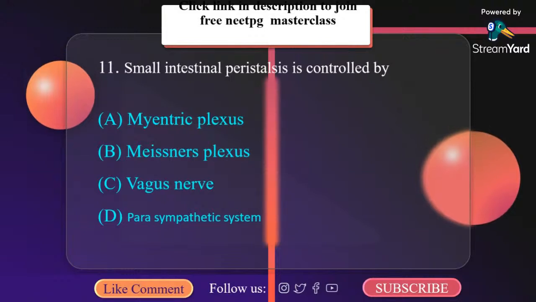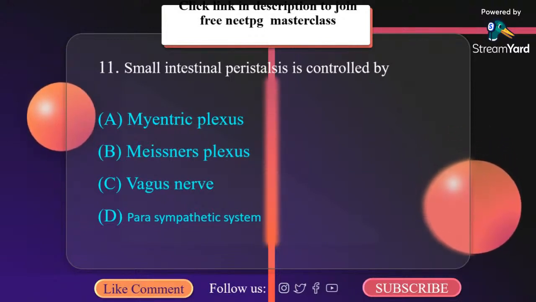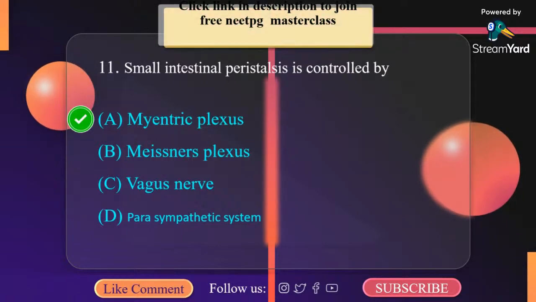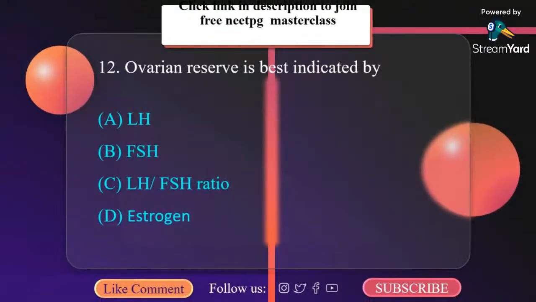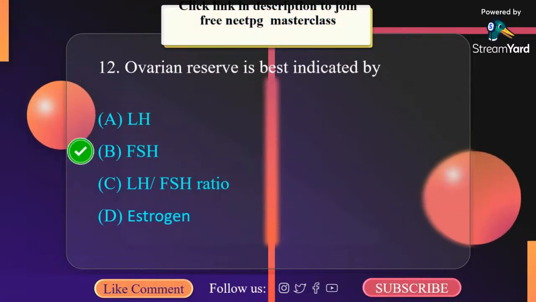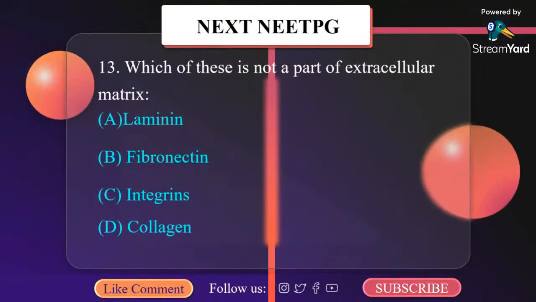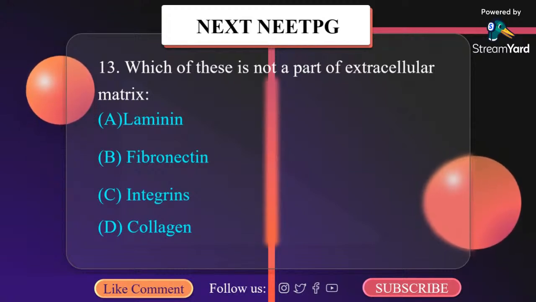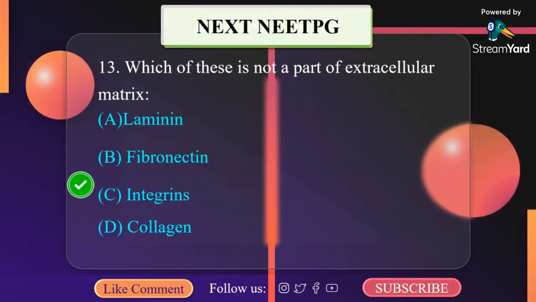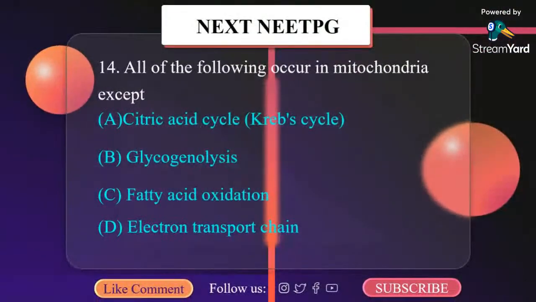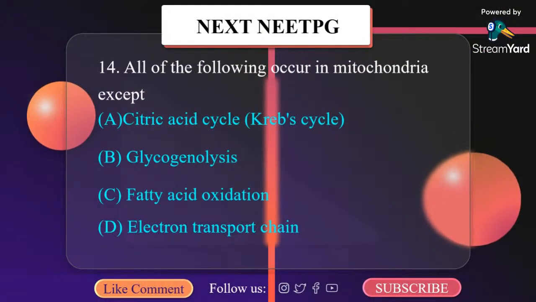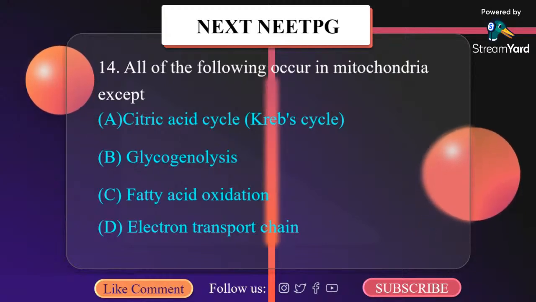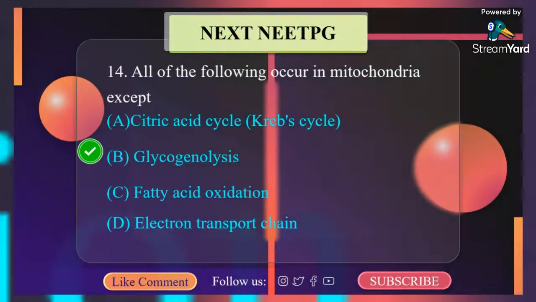Small intestinal peristalsis is controlled by A. Myenteric plexus, B. Meissner plexus, C. Vagus nerve, D. Parasympathetic nerve. It is myenteric plexus. Ovarian reserve is best indicated by FSH. Which of the following is not a part of extracellular matrix? A. Laminin, B. Fibronectin, C. Integrin, D. Collagen. It is C. Integrin. All of the following occur in mitochondria: citric acid cycle, glycogenolysis, fatty acid oxidation, electron transport, except glycogenolysis.